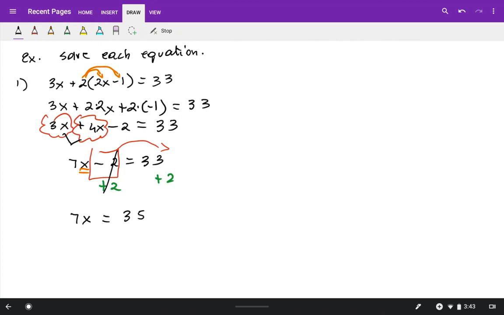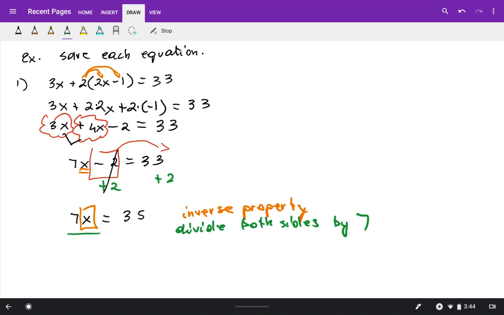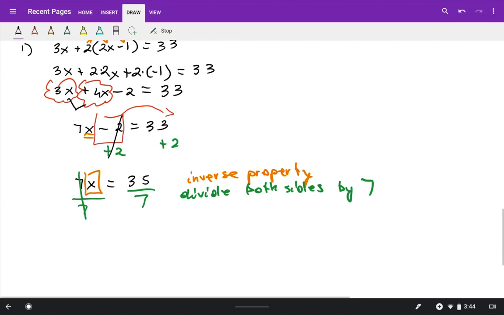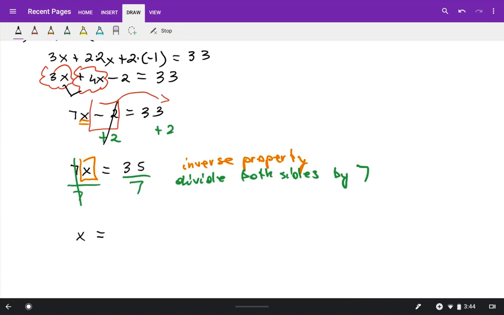And the last step, you want to isolate the variable, which is x. So you're going to use here inverse property. The opposite of multiplication is division, so we're going to divide both sides by 7 because we want to isolate x. So divide both sides by 7. 7 divided by 7 is 1x. So we have x equal, and 35 divided by 7, we end up with 5. So this is the answer. This is the solution of the equation.